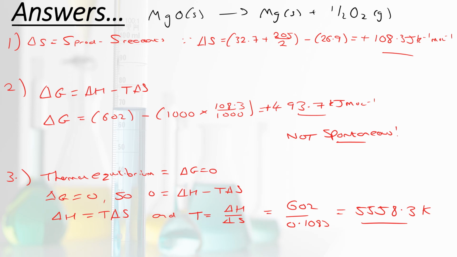If we put our numbers in here, remembering that we have to make sure our units match, so both of these are in kilojoules, it gives us an answer for our temperature of 5,558.3 Kelvin. So that's the point where we're at thermal equilibrium. It's the balance point. If I go to just a slightly higher temperature, it becomes feasible. A slightly lower temperature, non-feasible.